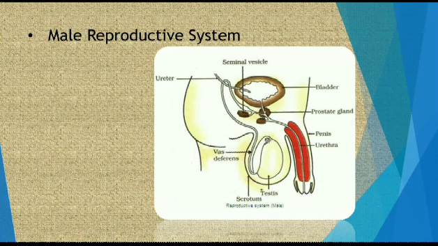This one is a simple diagram of the male reproductive organs. Here you see the seminal vesicle and prostate gland. One question will always arise: what is the work of the seminal vesicle and prostate gland in the male reproductive organ? Both help make the path of the sperm smooth and give nutrition to the sperm.